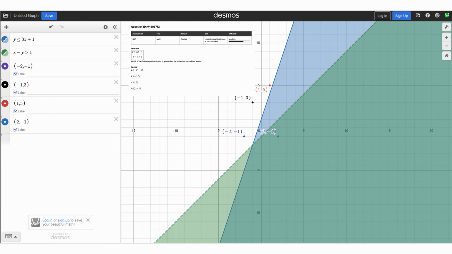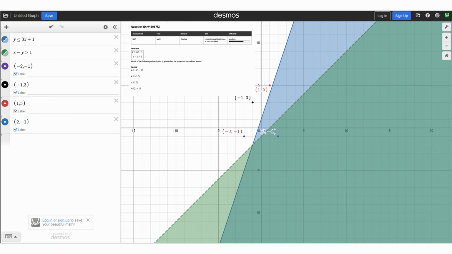So A is clearly not in there. B is also not in there. C is not inside of the shaded region. And D is. So D is our correct answer because it is within both shaded regions. And so that's why this answer choice is correct.